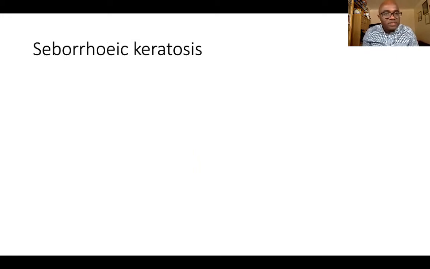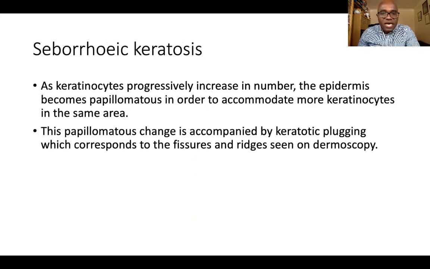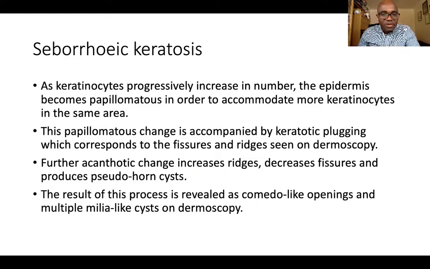So a little bit more about seborrheic keratosis. As the keratinocytes progressively increase in number, it becomes more papillomatous, and then more keratinized, and then you get all these fissures and plaques that you see there. So the acanthotic changes decrease, and then you get this horn-like cyst in the seborrheic keratosis, and sometimes you get these comedone-like openings that you see on dermoscopy.